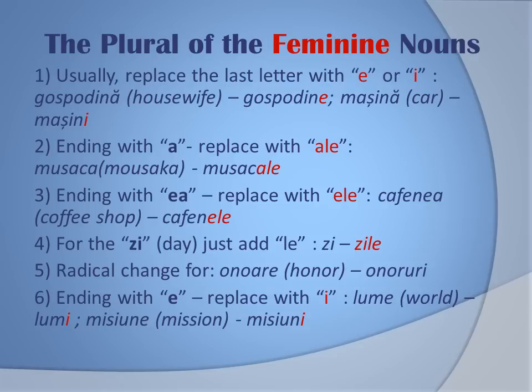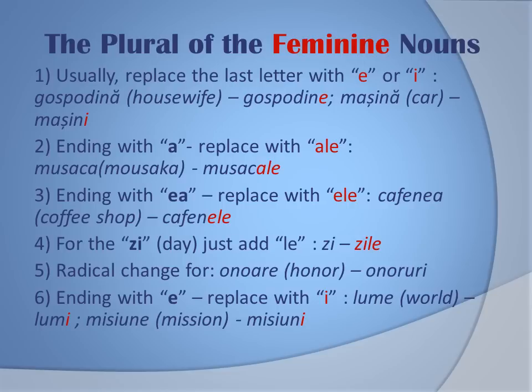And there are some radical changes for nouns such as onoare, which becomes onoruri, but there are quite a lot of them in Romanian, and I won't be bothering you with these rules of forming the plural, because this is just basic Romanian, and I think you'll be quite okay with the rules that I'm presenting to you right now.